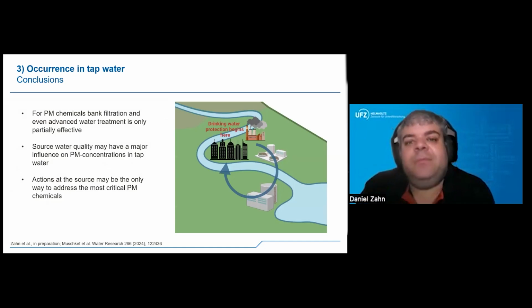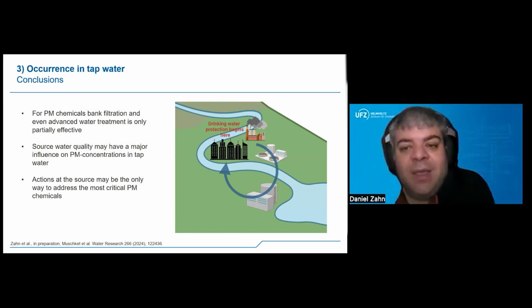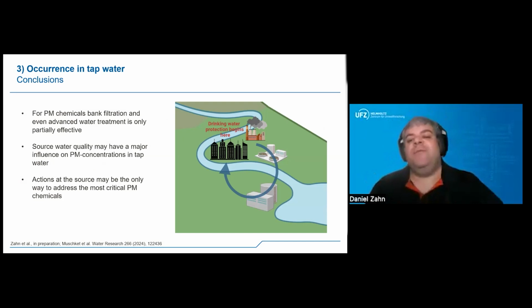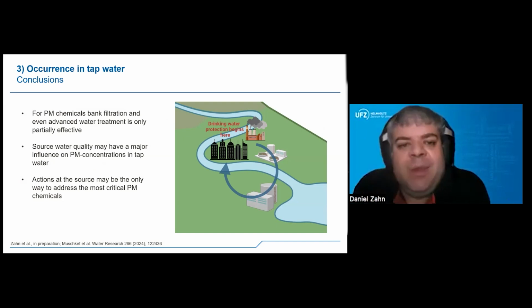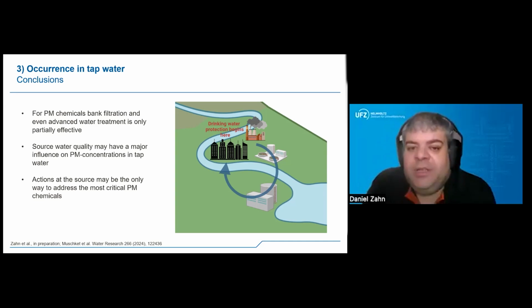Looking at this whole pathway from wastewater treatment plant over bank filtration to drinking water, there are some conclusions we have to draw. First of all, bank filtration and even advanced water treatment is only partially effective against PM chemicals. We saw removal in every step, but we also see the same chemicals popping up again and again because they can break through these barriers and they are some of the high concentration chemicals. We saw that source water quality seems to have a large effect on tap water concentrations.